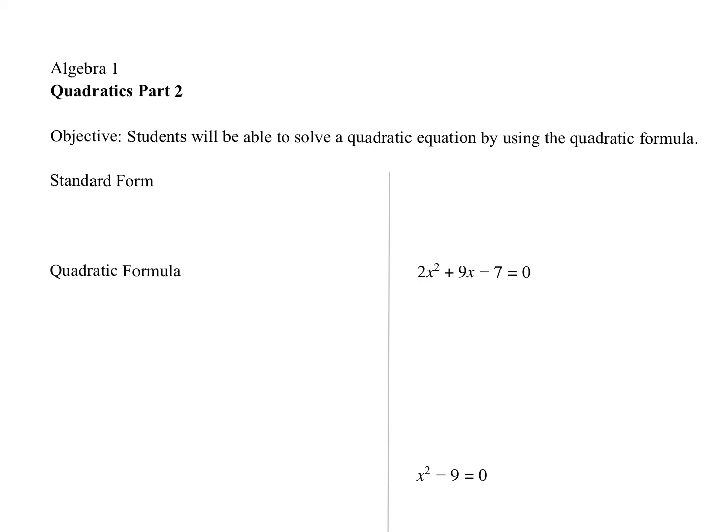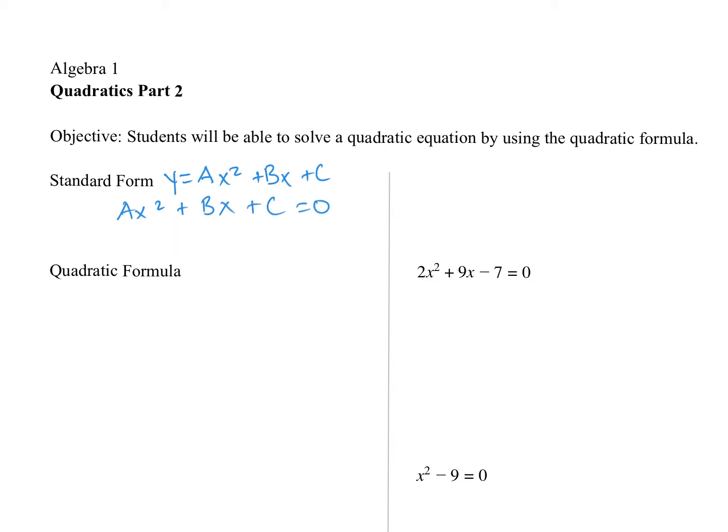Okay, quadratics part 2. First off, it's been a few days, but let me remind you what the standard form is. We've been working with vertex form of the quadratic equation, but now we're going to standard form. Standard form is y equals ax squared plus bx plus c, or it can be ax squared plus bx plus c equals 0.